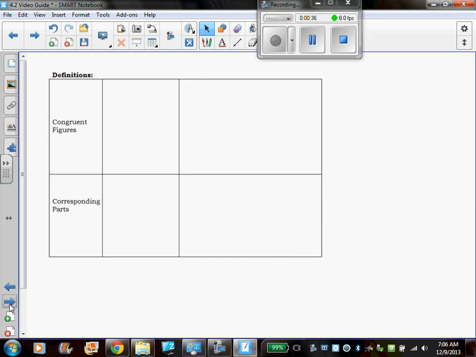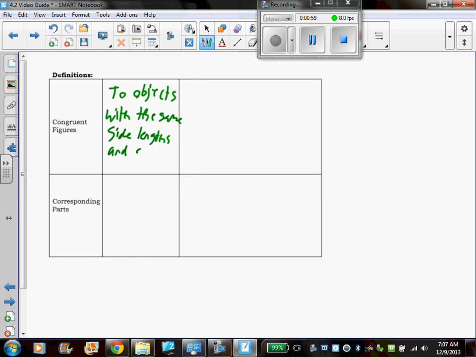Here we go. So, congruent figures are two objects with the same side lengths and angle measures.